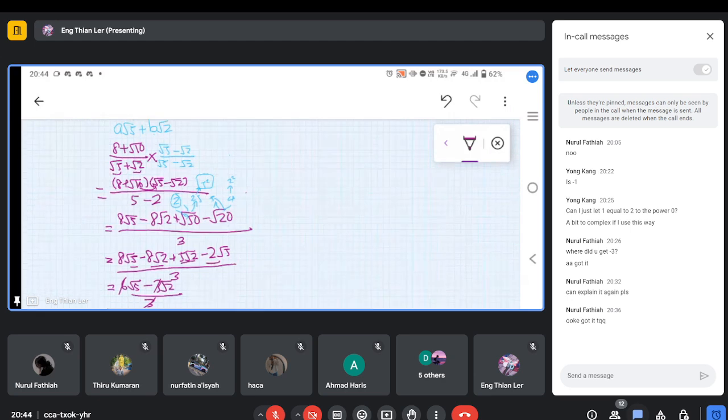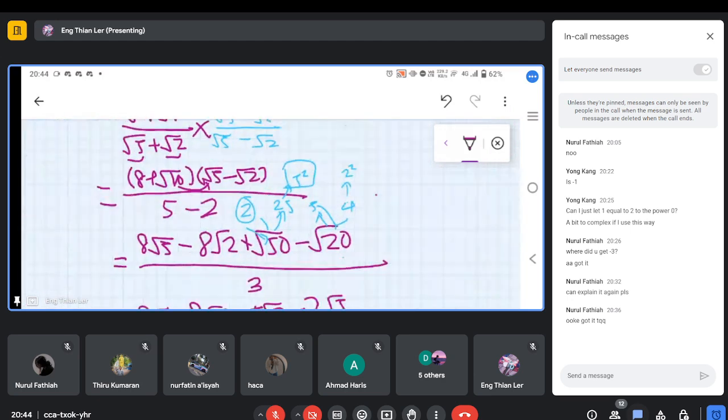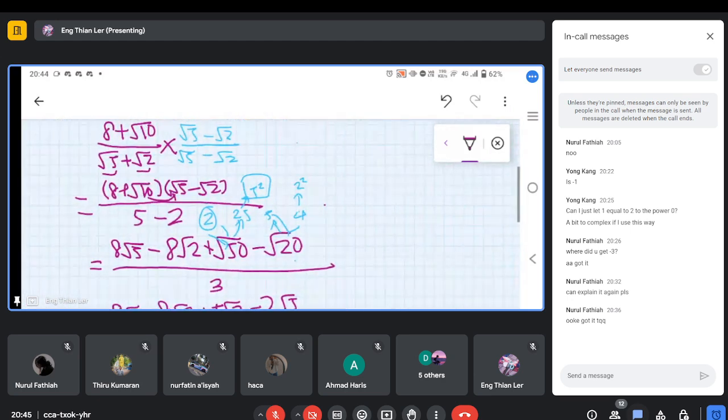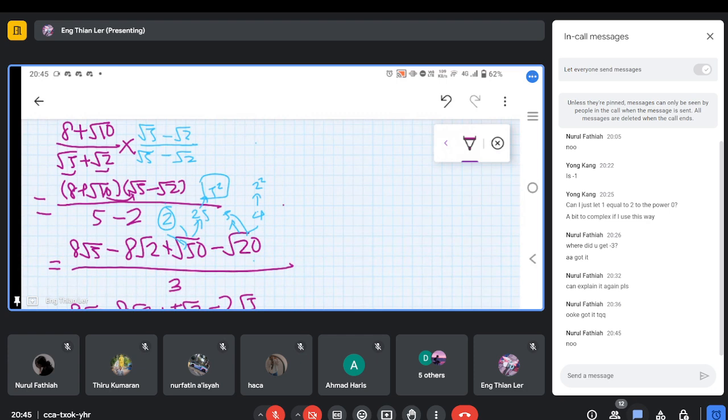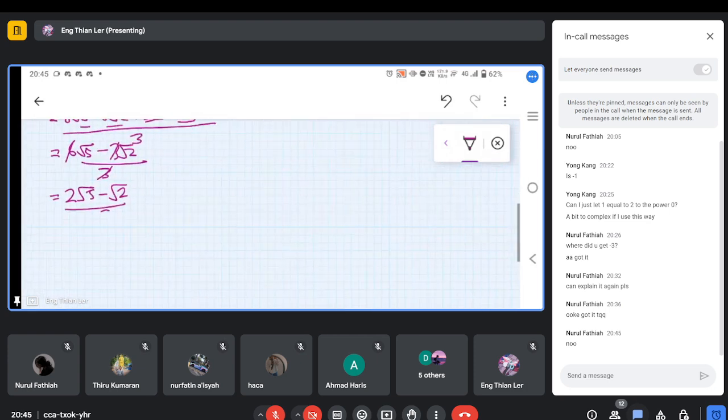So, clear? Does anyone have a question? Like how to do it? Like why use the conjugate? Any question? I wish everyone is clear. Alright, move on. We can go to number 8.